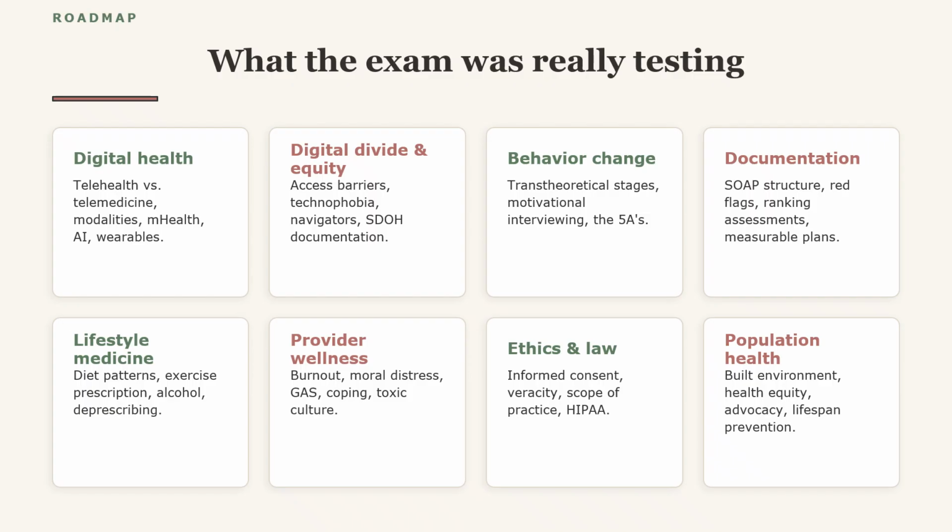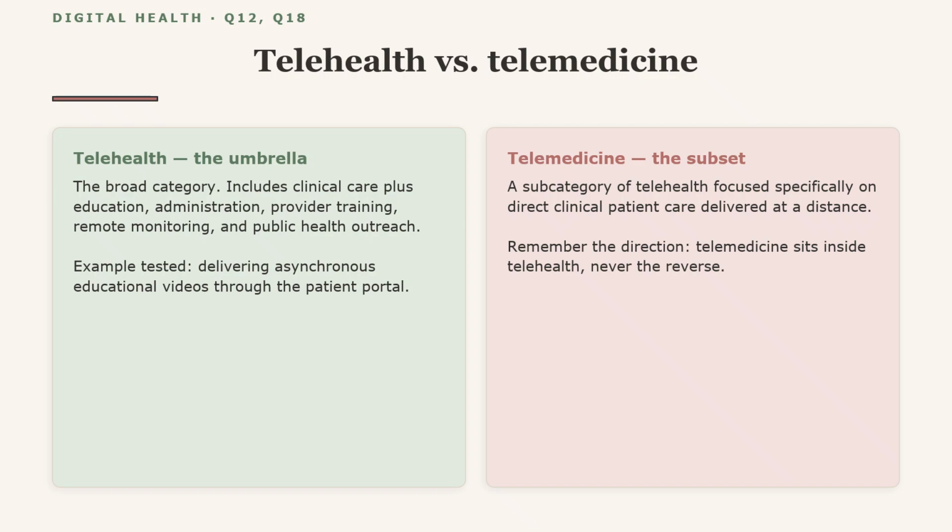So on this exam, you're going to be rewarded if you recognize which domain a vignette belongs to. Once you name the domain, the distractors usually collapse. So think about that when you are reading the question. All right.